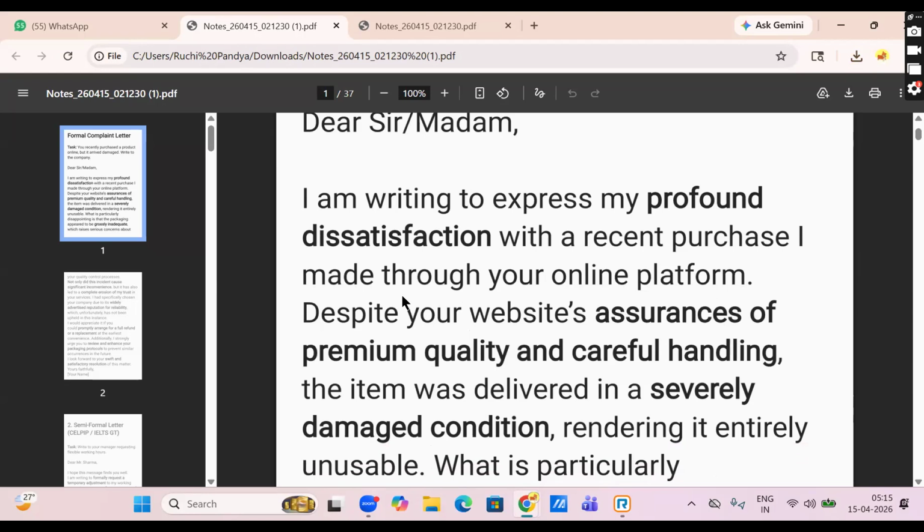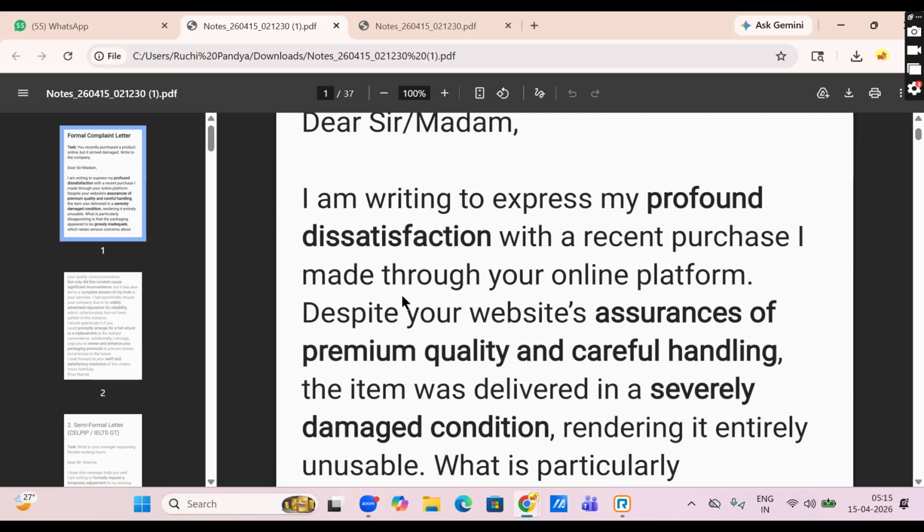So, my first line here itself: I am writing to express my profound dissatisfaction. Profound matlab gehra, deep dissatisfaction. Okay? I am writing to express my profound dissatisfaction with a recent purchase I made through your online platform. This much will suffice for your first paragraph, for your opening. I'll repeat it one more time. If it's a complaint letter, you guys can all start like this.